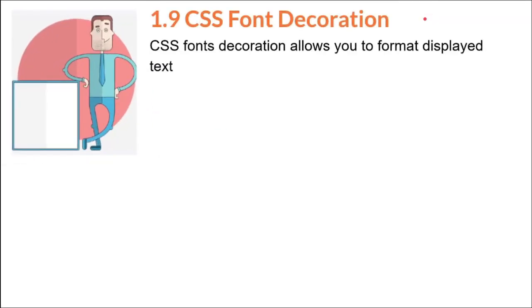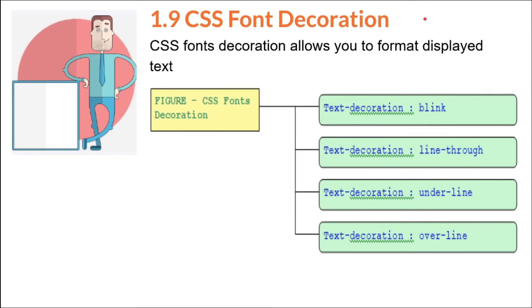CSS font decoration. CSS font decoration allows you to format the displayed text. This is a diagram of what we've just described, formatting display text. So we've got text-decoration blank, text-decoration line-through, text-decoration underline, and then text-decoration overline.